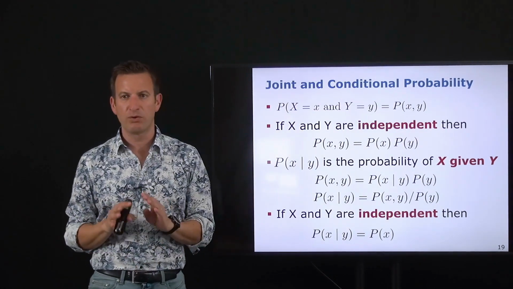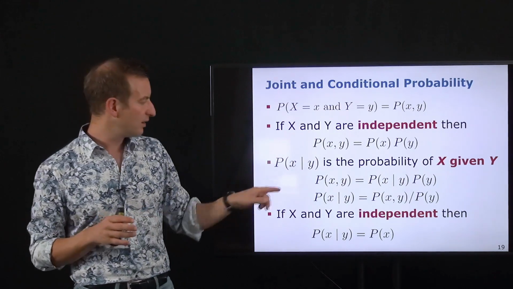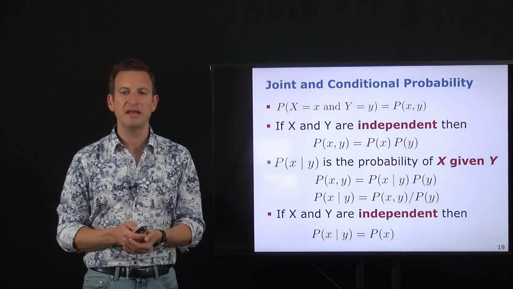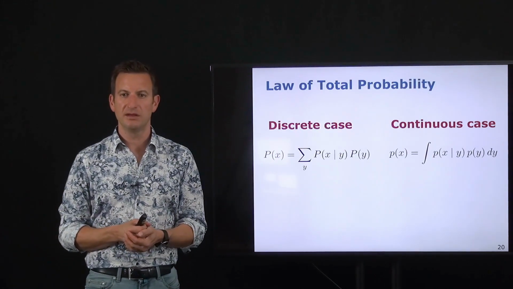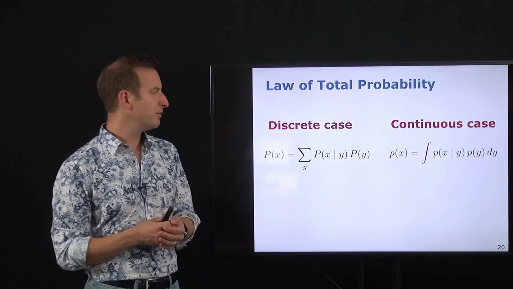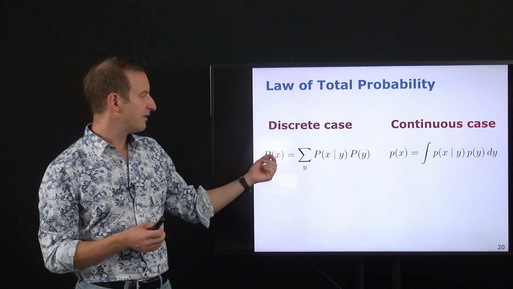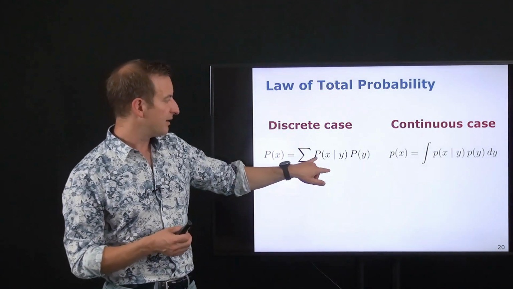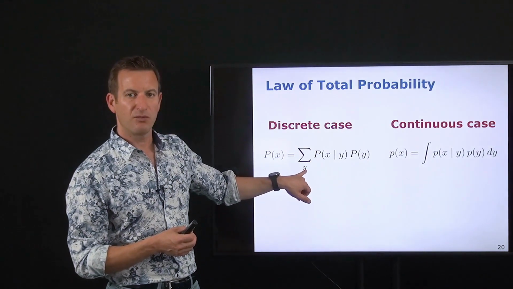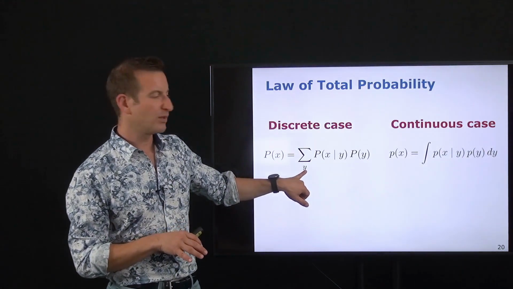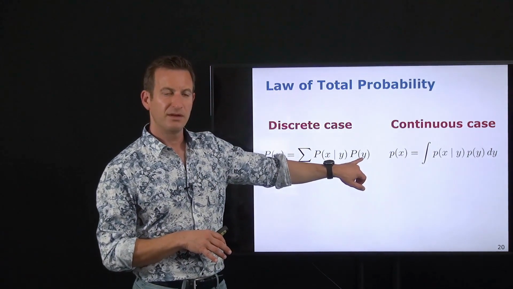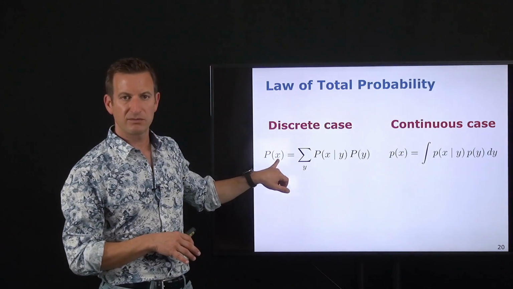Conditional and joint probabilities will pop up all the time, so make sure you understand what "given" means. Okay? The next thing I want to look into is the law of total probability. It tells me that if I sum over all possible outcomes of y of P of x given y times P of y, this is equal to P of x.